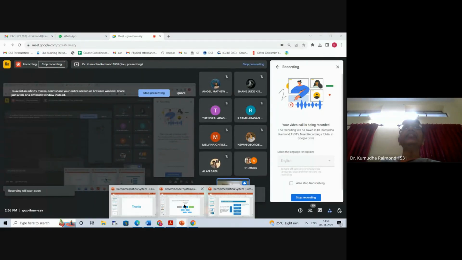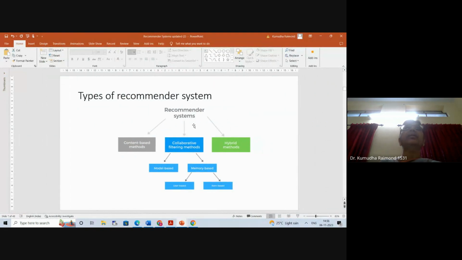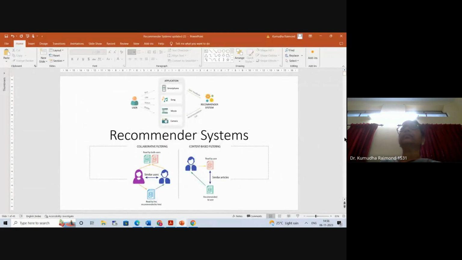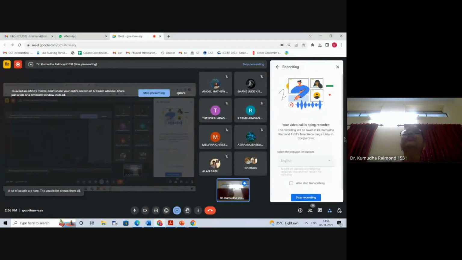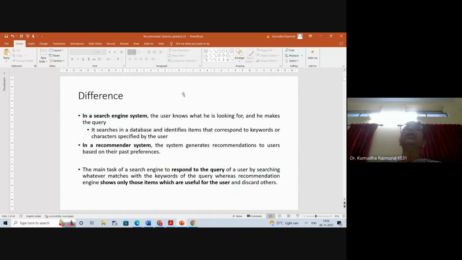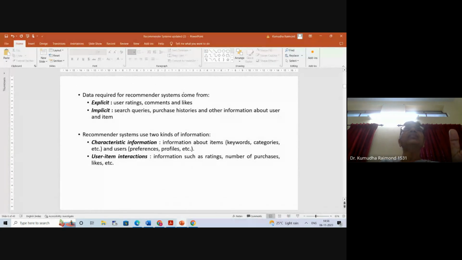Okay. In the morning, we were seeing about the recommendation systems, and I told you the difference between the search engine and the recommendation system using ML. We saw the recommendation system is going to help us filter out the preferences and give me only the suitable ones compared to the search engine output. That's what we saw in the morning, right?